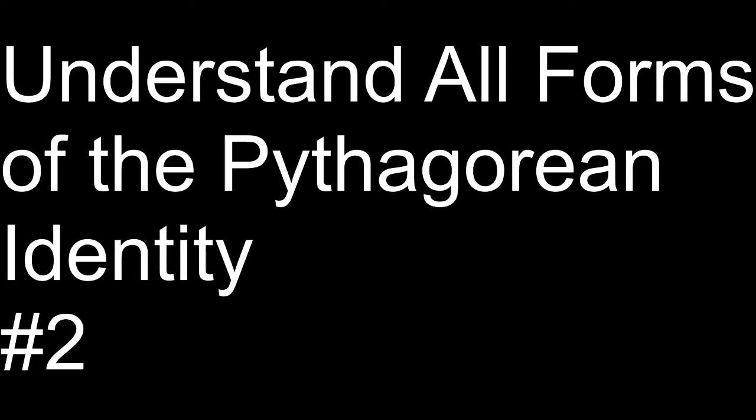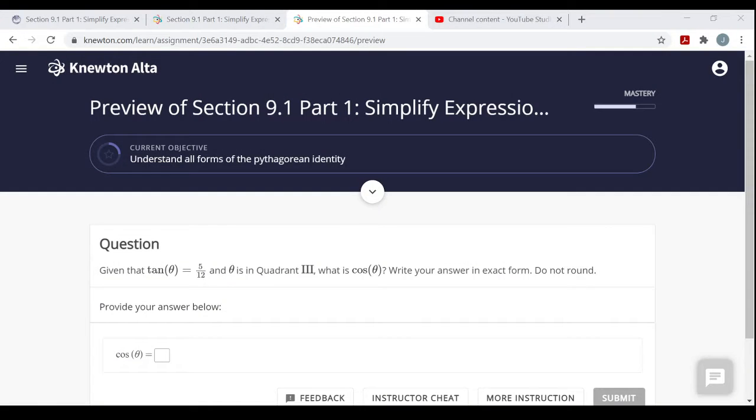This video is on the objective Understand All Forms of the Pythagorean Identity, and this is number 2, so the second video on this particular objective, on a question related to this objective from your Newton-Alta homework. So it's probably going to be a little shorter than the first one. I'm not going to go into as many explanations. It'll be pretty similar to how the first one went. So let's take a look.